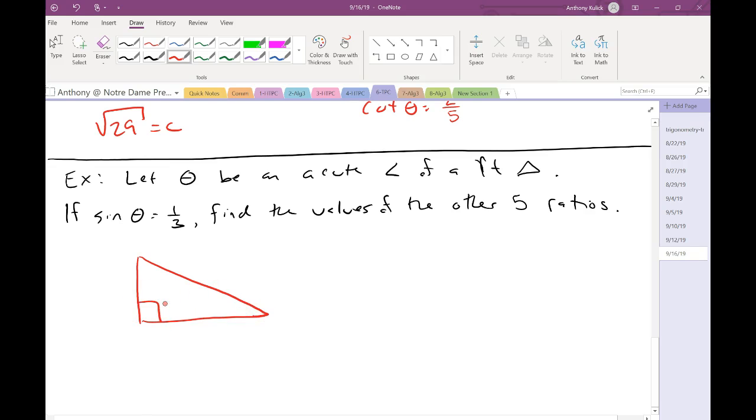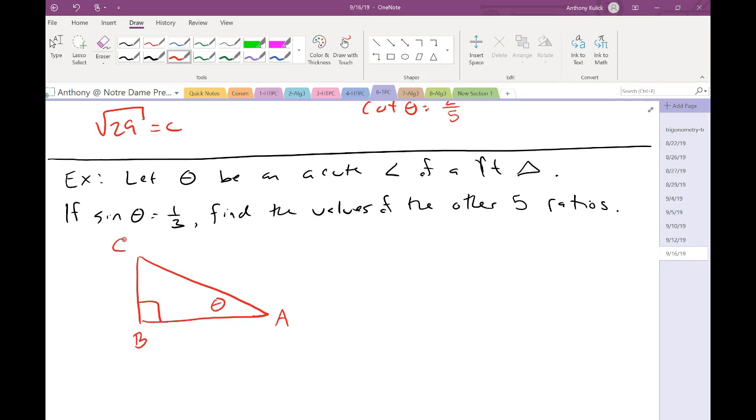So there's my right triangle. And I should label one of the 2 acute angles as theta. Does it matter which one I pick? No. I'm going to just pick this one in the lower right-hand corner. And just for the sake of us communicating with each other, I'm going to label the vertices of this triangle as A, B, and C. So in order to find the other 5 ratios, I need to know the side lengths of this triangle.